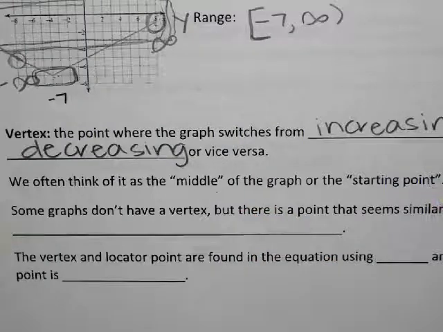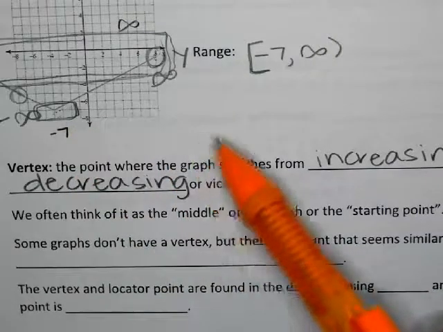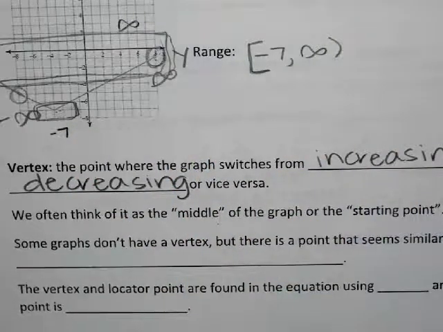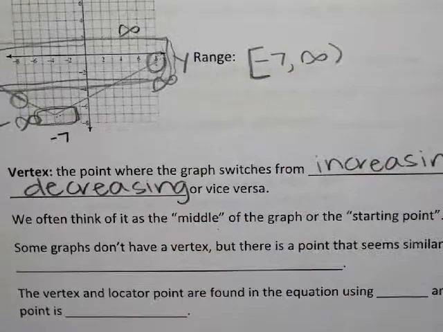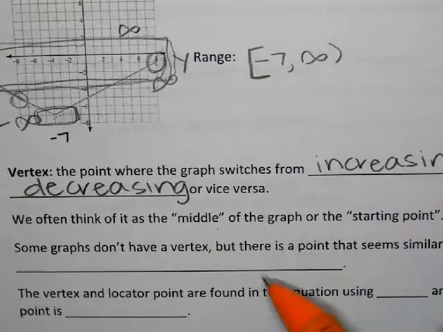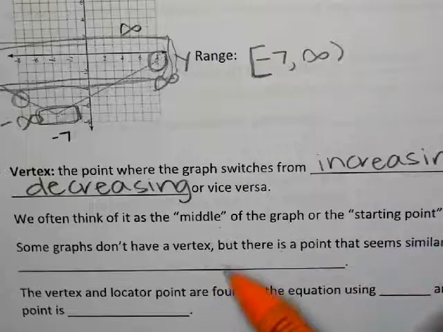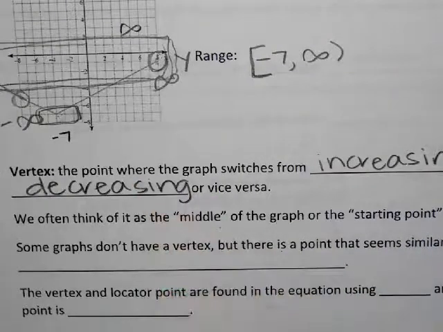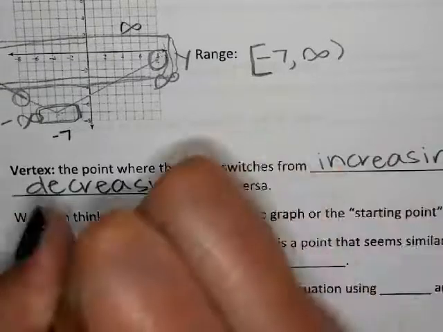We often think of the vertex as the middle of the graph or the starting point. A lot of people find the vertex before they even get started with the problem, and if they graph the problem, they graph the vertex first. So for a lot of people, the vertex is the starting point of these different graphs. Some graphs don't have a vertex. They don't have a point where it switches from going up to going down, but they still have something that's the middle or something they consider to be the starting point. And so in this class, we're just going to call it the locator point.